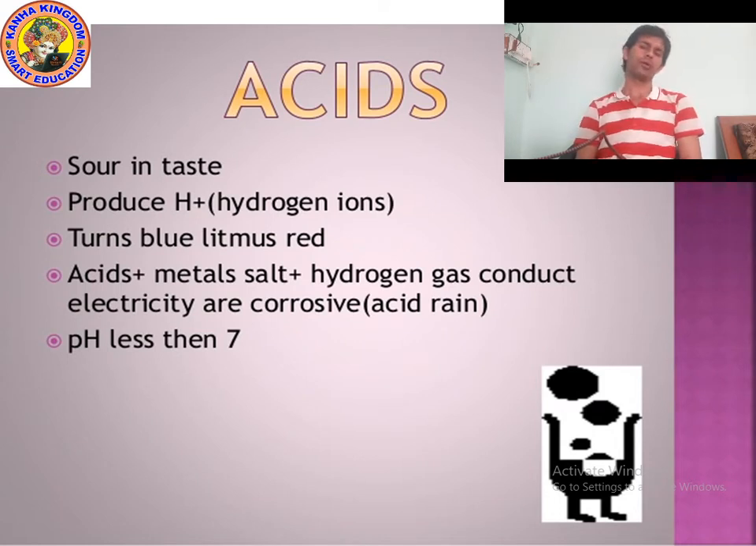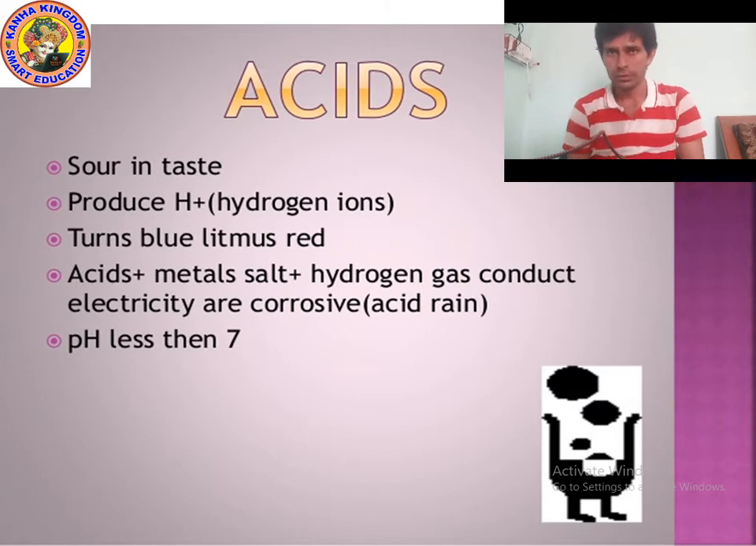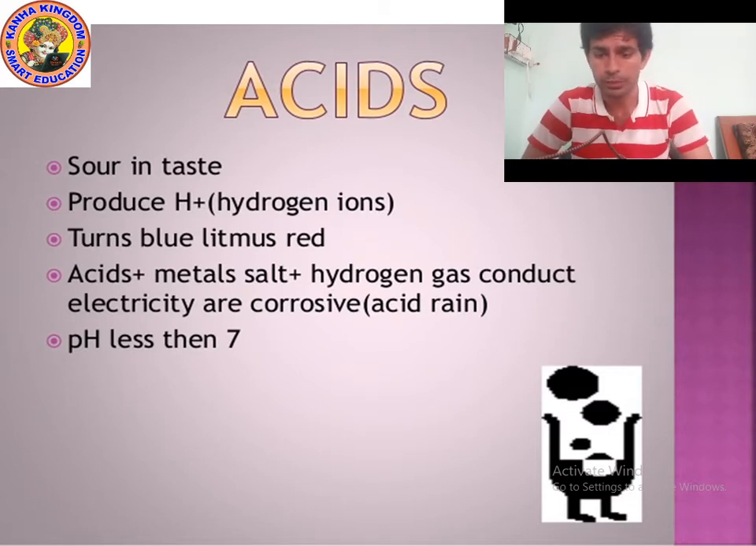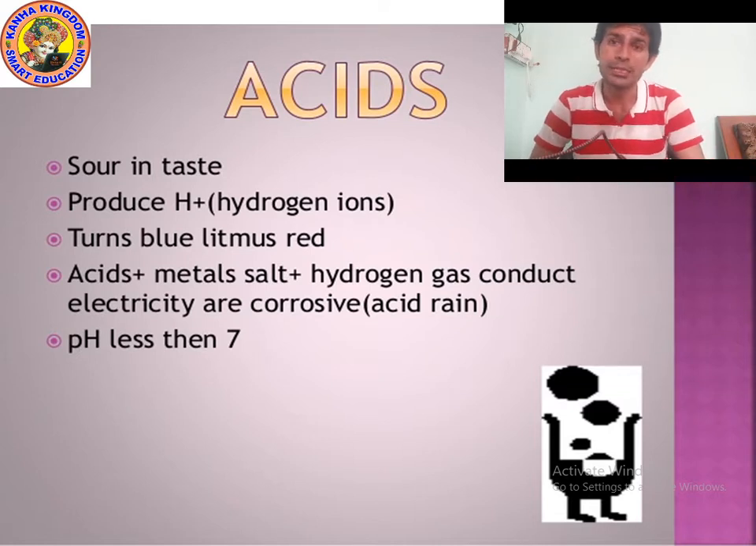Suppose you have a litmus paper. If you do the test of acid, then what happens? It turns blue litmus into red. Litmus is a natural indicator. What is litmus? Litmus is a natural indicator which is used to test if a substance is acid or base.